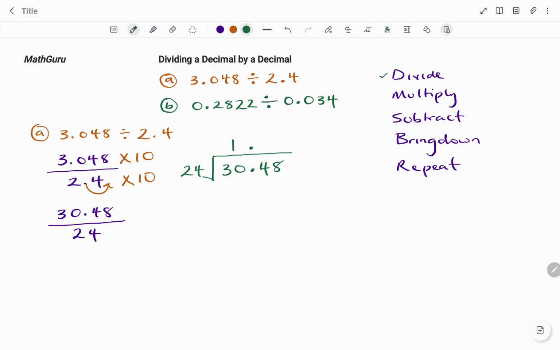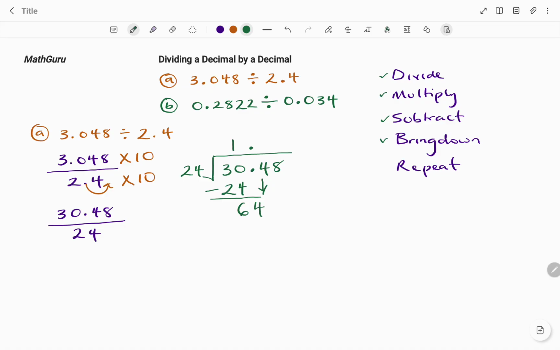which is multiply. 1 times 24 is 24. So I write the 24 directly under my 30. And then I go to the next step, which is subtract. 30 minus 24, that's 6. And then because I'm done with the whole number and I've already placed my decimal point at the top, I'm going to move into the decimals. That's 4. So the next step is to bring down the next number, which is 4.